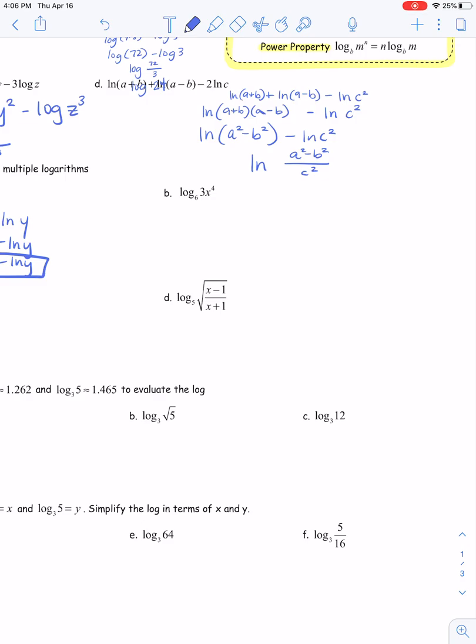So what I see going on here is that a 3 is being multiplied to the x to the 4th power. So 3 and x to the 4th are being multiplied, which means I can separate them by addition. So I have the log base 6 of 3 plus the log base 6 of x to the fourth. I also notice that x is being raised to a power, so that means the power property was applied, so that 4 needs to be rewritten as a coefficient. So this is going to be log base 6 of 3 plus 4 log base 6 of x, and that is it.